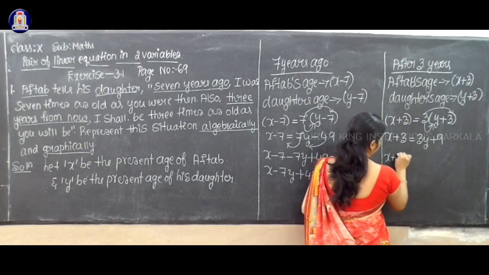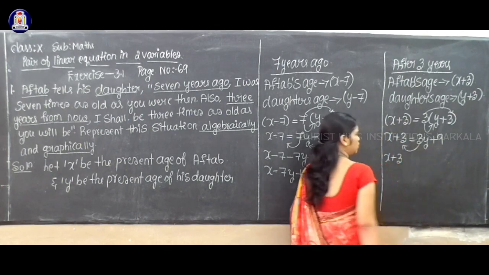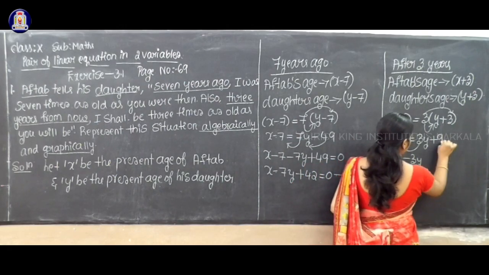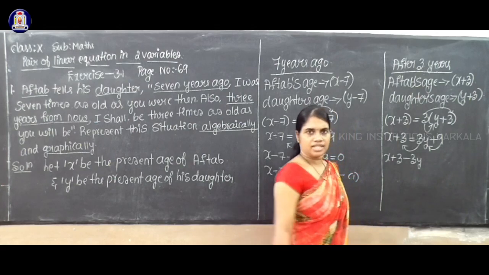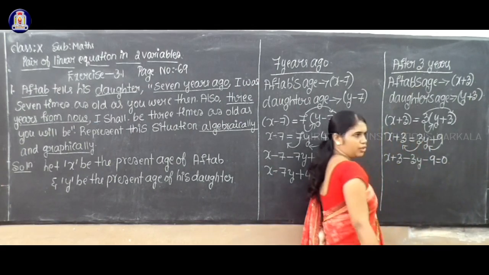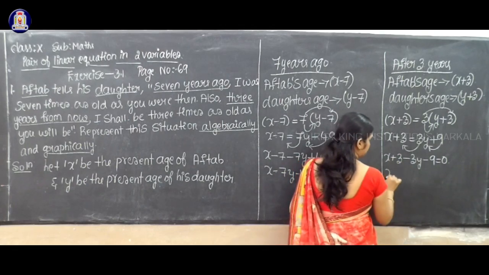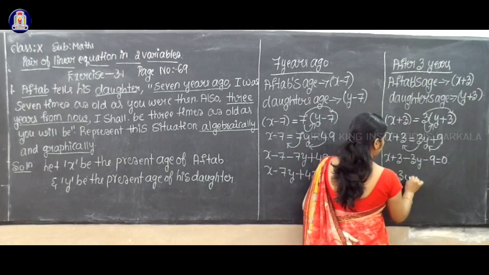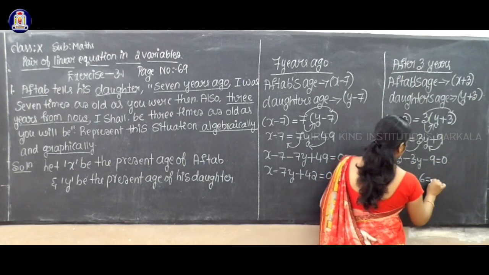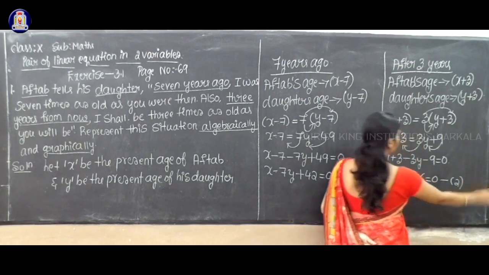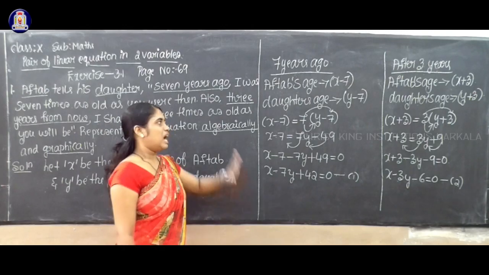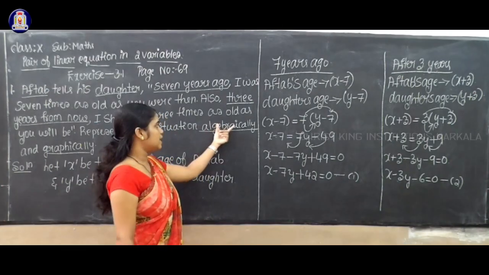So x plus 3, shift this 3y to the left hand side, so that we will get minus 3y. Shift this plus 9 to the left hand side, it will become minus 9 equal to 0. Okay, so we will simplify: x minus 3y plus 3 minus 9 equal to how much? Minus 6 equal to 0. So I will consider it as equation number 2. Okay, so therefore the answer for the first question, what is that?